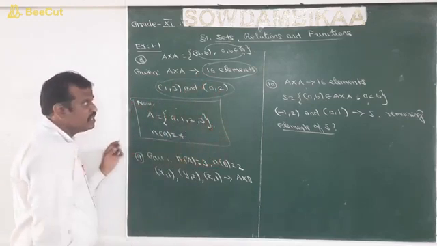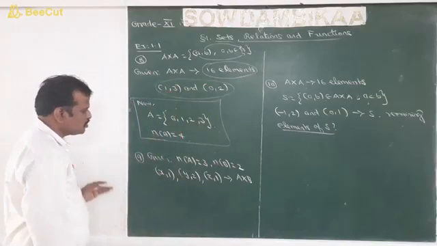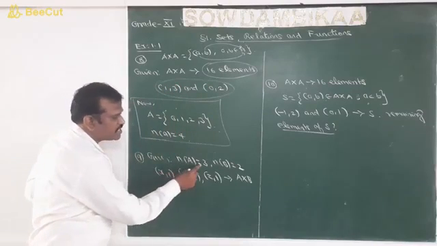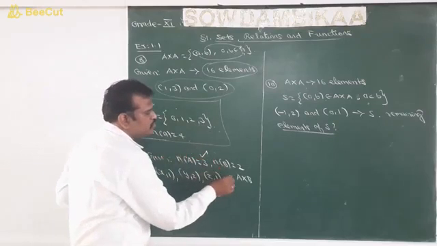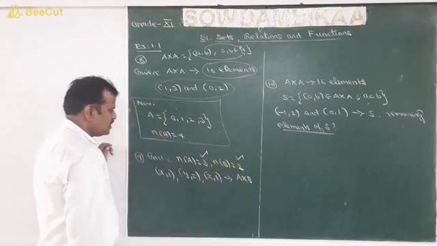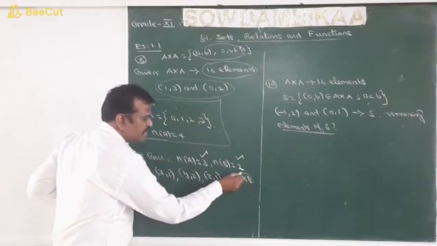Very simple sum. A cross A is given, and with this we have to form A. So now we move on to 9th sum. N of A is equal to 3, that is A has 3 elements. N of B equal to 2, that is B has 2 elements. X, 1, Y, 2, Z, 1 are the elements of A cross B.